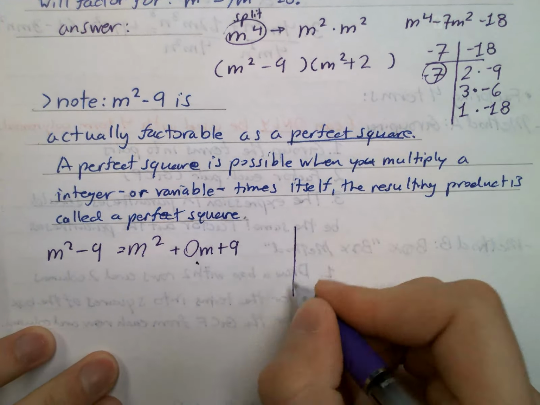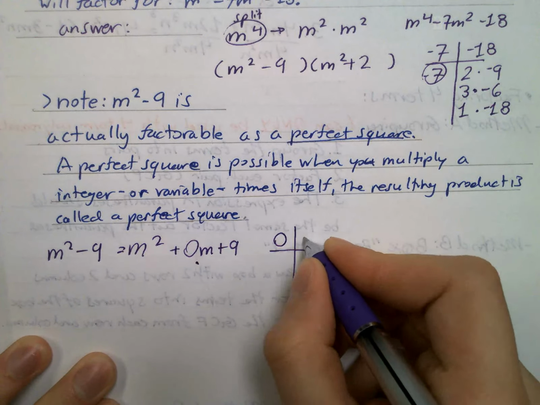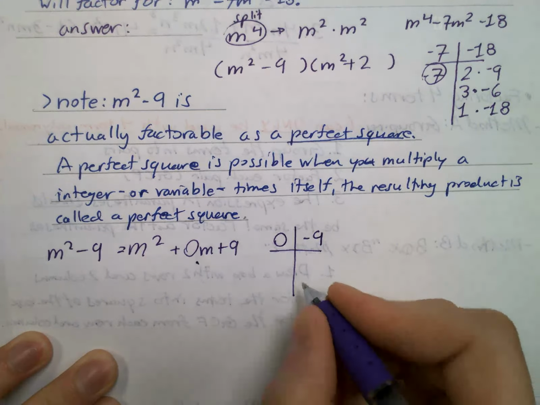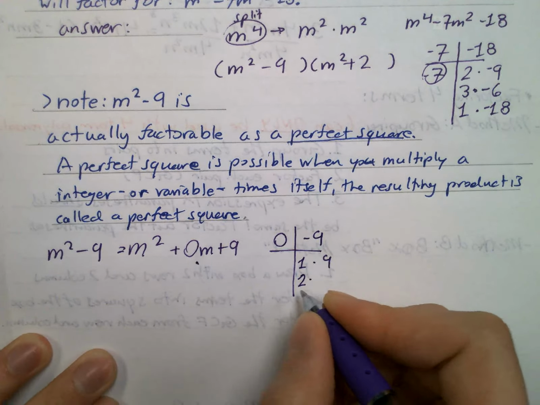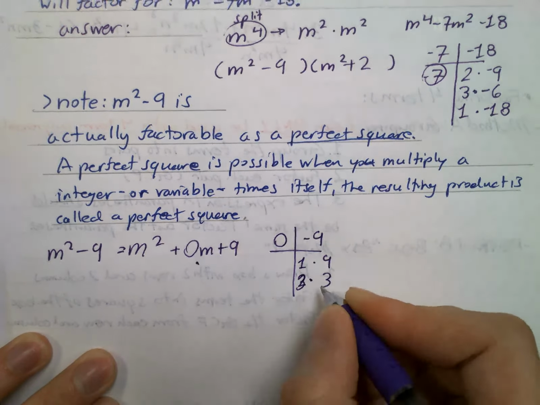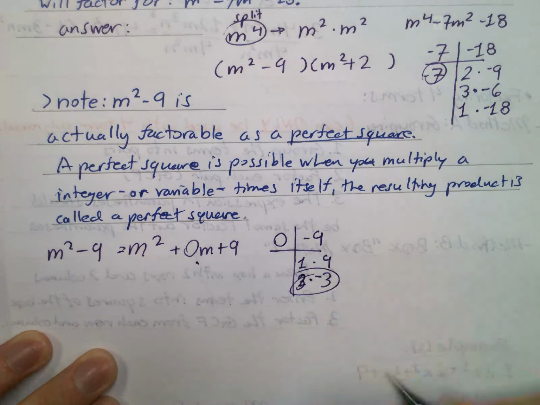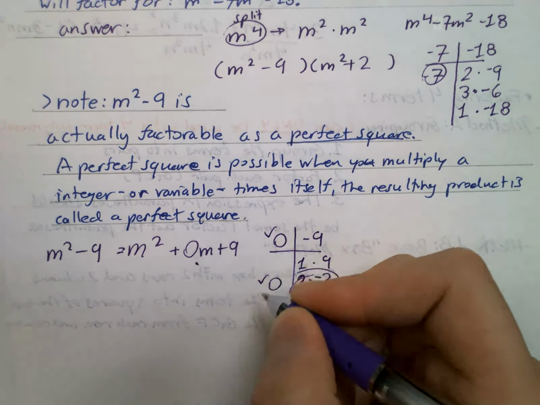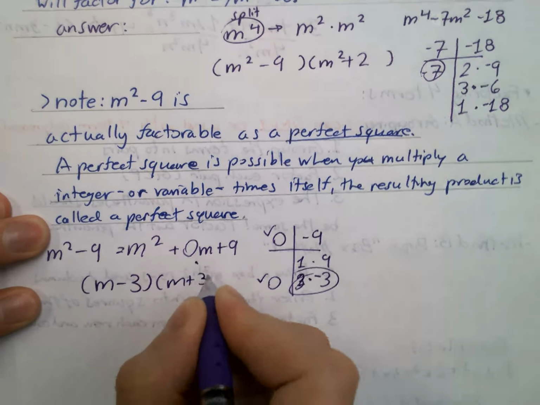So let's break out the t-chart. We need two terms that add together to give me 0 and multiply together to give me -9. Really, there's only two options: 1 times 9 and 3 times 3. We need to make one negative, and these are the pairings we need, because 3 plus -3 gives me 0. So that means this guy can factor to m minus 3 and m plus 3.